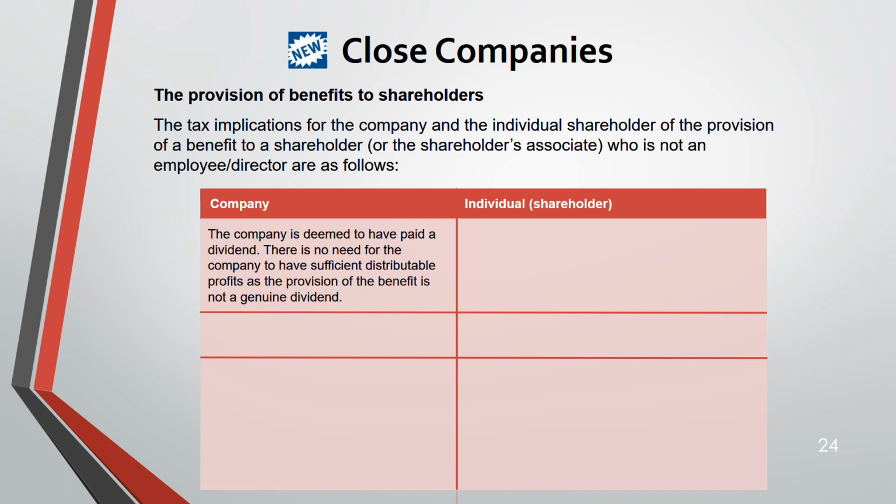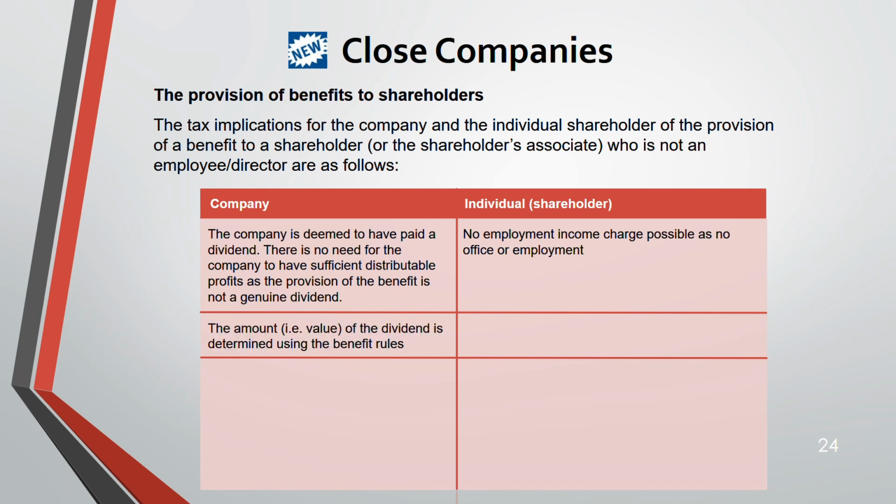Now, the company is deemed to have paid a dividend. There is no need for the company to have sufficient distributable profit, as a provision of benefit is not a genuine dividend. To give benefit, you don't have to have enough profit, because it is just deemed as a dividend. You are not actually giving a genuine dividend. For an individual, if the individual is the shareholder receiving this benefit from the company, there is no employment income that is charged.